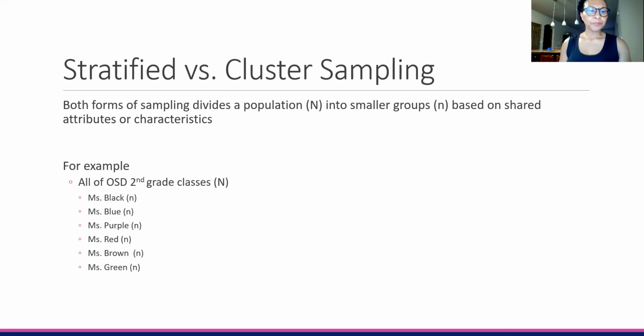So for example here, let's say that we are interested in doing some research with the second graders in the Oxford School District. And we have 6 different classrooms. So there's a Miss Black, Miss Blue, purple, brown, red. I'm sorry, I got that mixed up, didn't I? So there's a Miss Black, Blue, Purple, Red, Brown, and Green. So these are the 6 classes of second graders from which we are planning to draw our sample. So again, capital N, this is our total population. So all of the second graders. These smaller n's then are our smaller groups, our strata or our clusters, depending upon the type of sampling that we're using for our study.